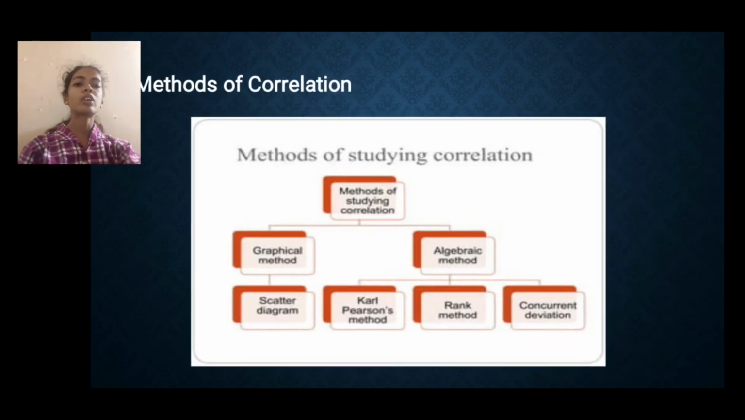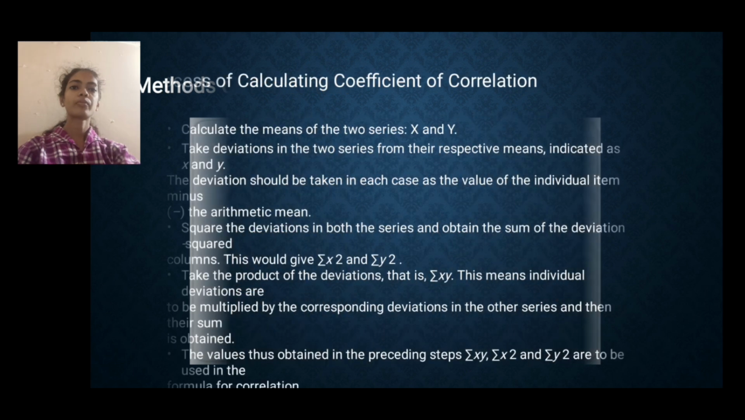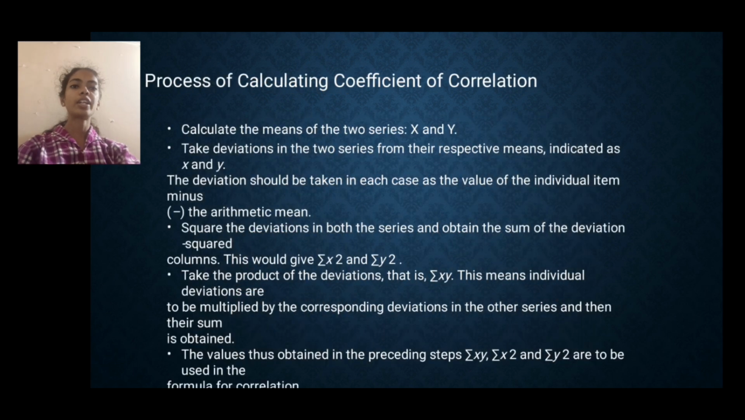Methods of correlation. There are two types of methods of correlation: graphical method and algebraic method. In the graphical method, there is the scatter diagram. In the algebraic method, there are Karl Pearson's method, rank method and concurrent deviation method.